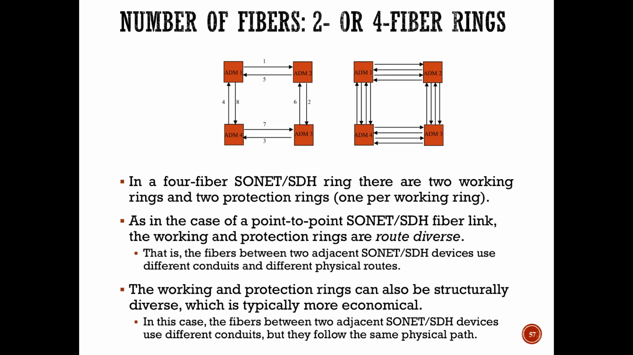In a 4-fiber SONET/SDH ring, there are 2 working rings and 2 protection rings, one per working ring. As in the case of a point-to-point SONET/SDH fiber link, the working and protection rings are route diverse. That is, the fibers between 2 adjacent SONET/SDH devices use different conduits and different physical routes. The working and protection rings can also be structurally diverse, which is typically more economical. In this case, the fibers between 2 adjacent SONET/SDH devices use different conduits, but they follow the same physical path.